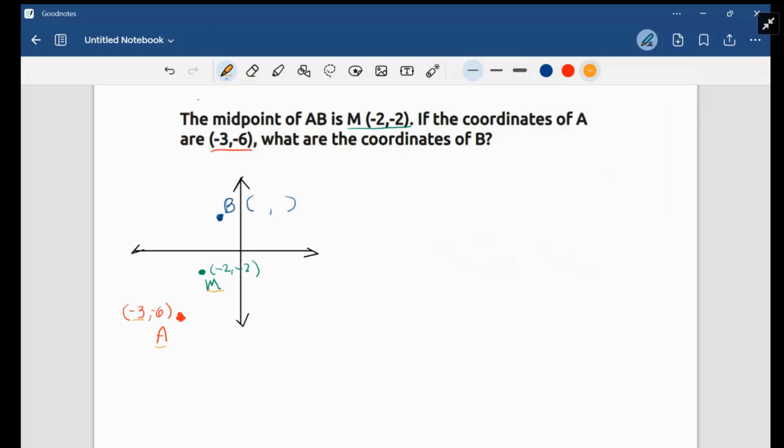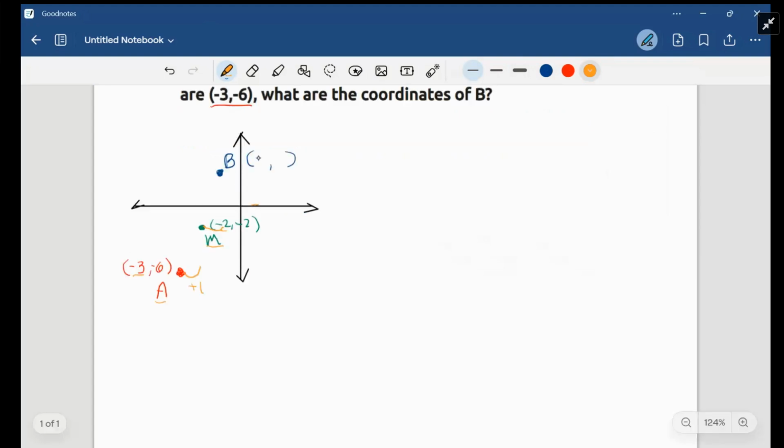If we just look at our X values from -3 to -2, we have to go to the right 1. So that means from our midpoint M to our other endpoint B, we also need to go right 1. So if I add 1 to -2, that puts us at an X value of -1.